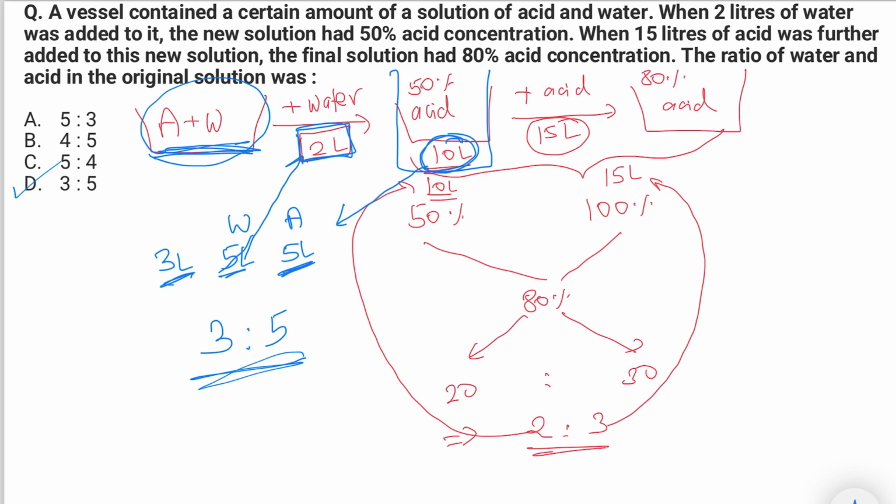Okay, very simple question. We just have to move backwards. We have to use the rule of alligation first, and we get the content, 10 liters of this solution, and that 10 liters has 50% acid, so 5 liters acid and 5 liters water. This 5 liters of water is obtained by adding 2 liters of pure water. So initially the water content was 3. The ratio of water to acid initially is 3 is to 5. Your option D.